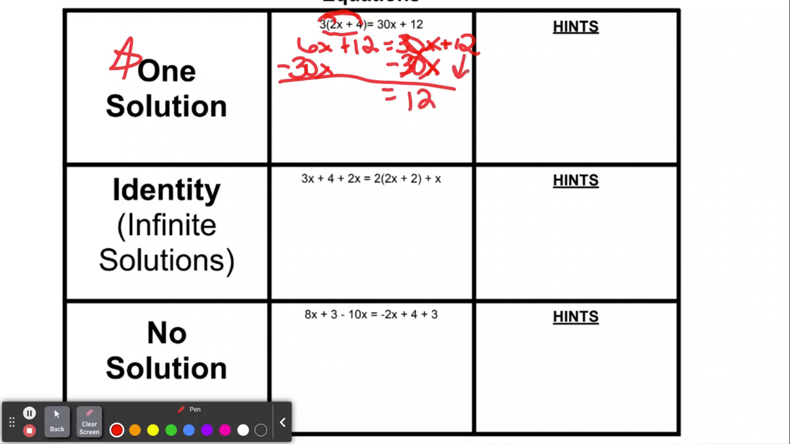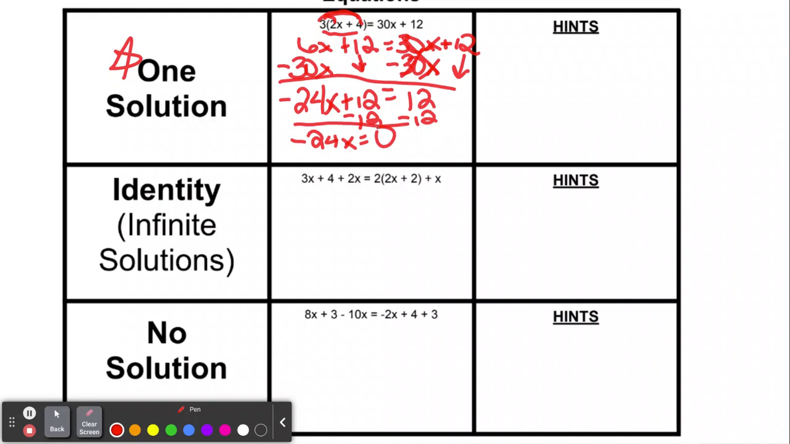6 minus 30 is negative 24x plus 12, because I can bring that 12 down. The next step to solve this would be to take 12 off of both sides. I got negative 24x equals 12 minus 12 is 0. Don't panic. You can have 0 as an answer.